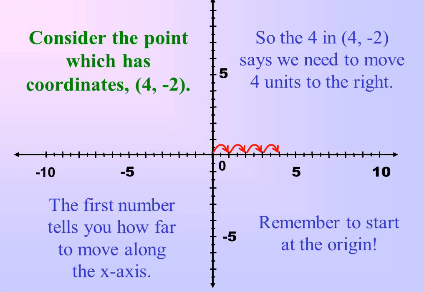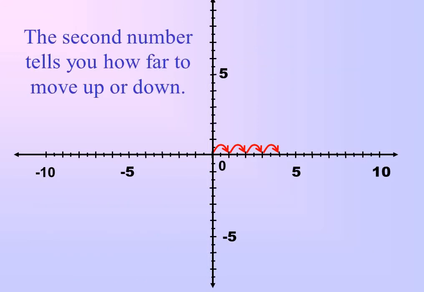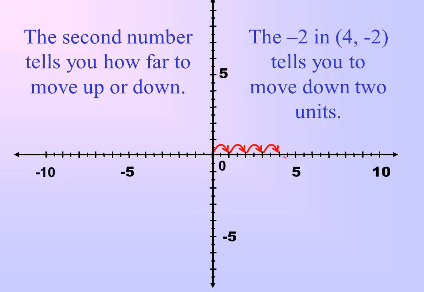Then I will ask myself, what is the y-coordinate? The y-coordinate is the second number in the ordered pair, the second number from left to right. So here, negative 2 is the y-coordinate. Now, how do I locate the y-coordinate? I will look at the vertical line, which is the y-axis.